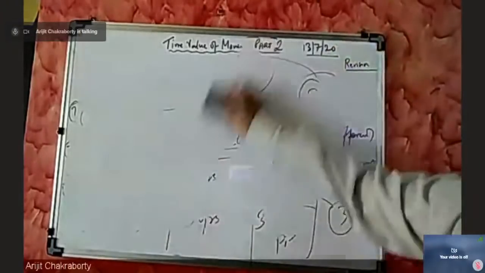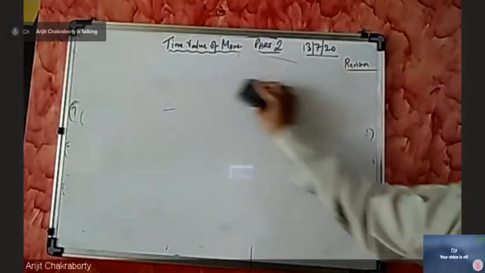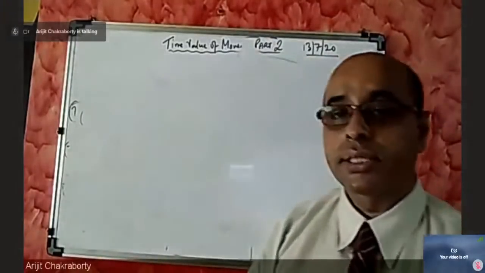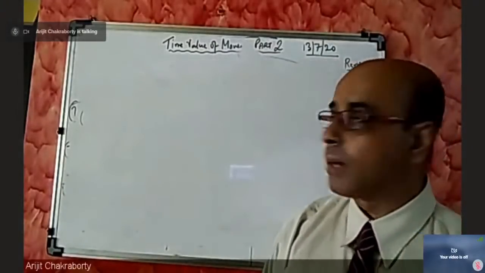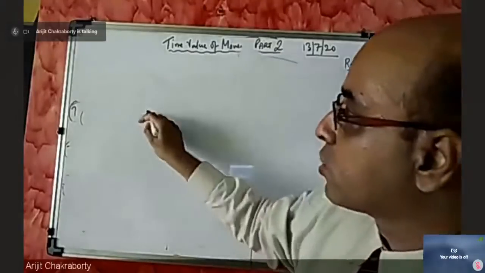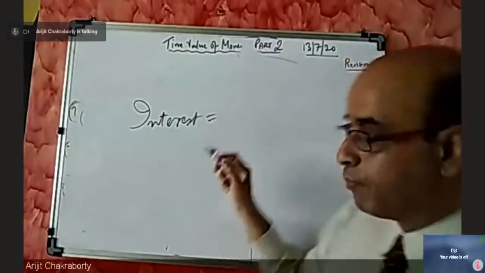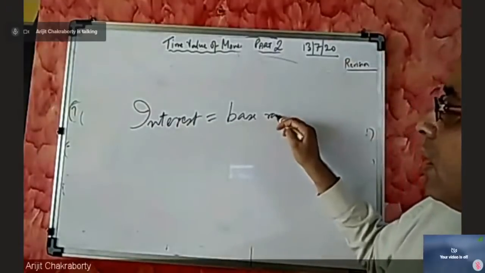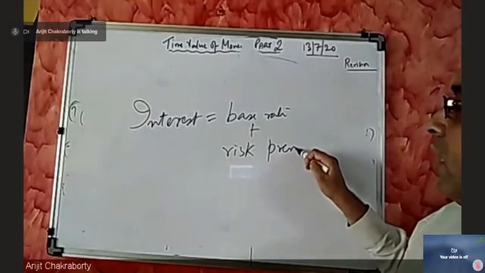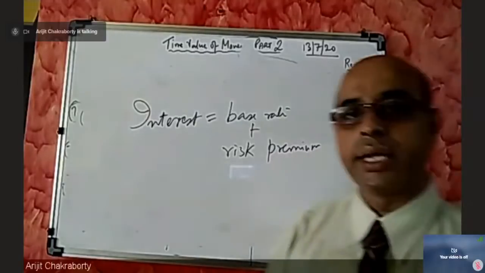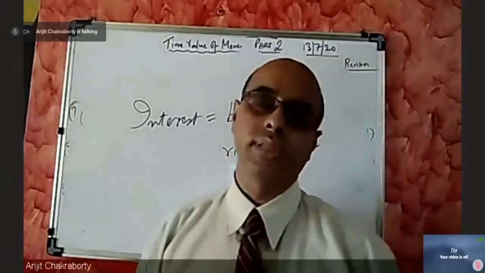Now we move on to the other important part, next one, that is risk and interest. Now I discussed that as risk goes up, interest also goes up. In fact, we always write interest is equal to base rate plus risk premium. You will learn this later on, but I'm just sharing it now. It will help you for the time being, that more the risk, more is the interest rate.